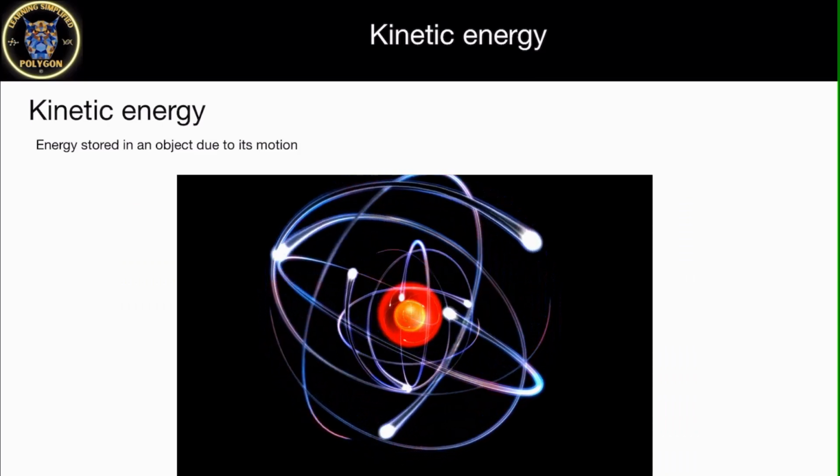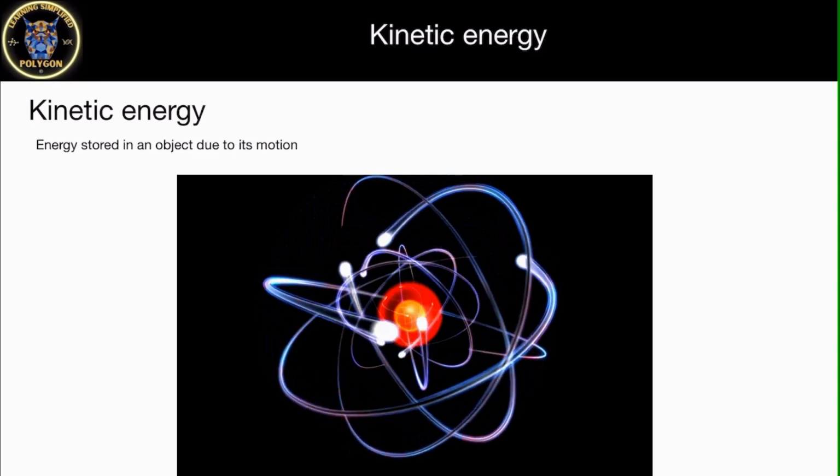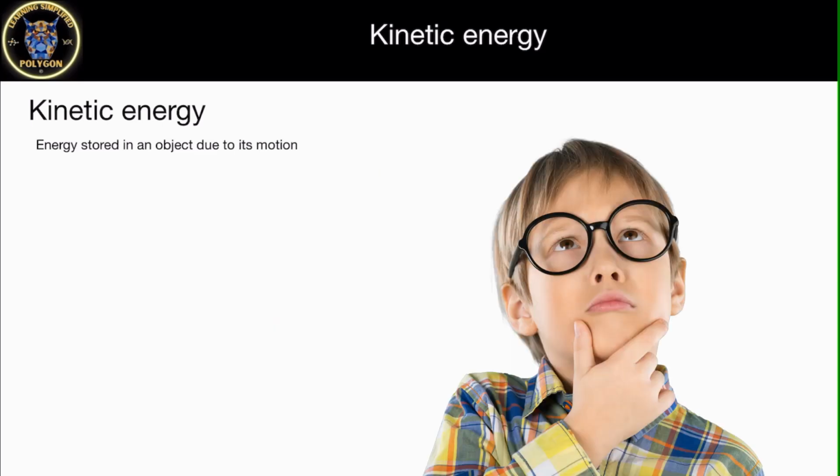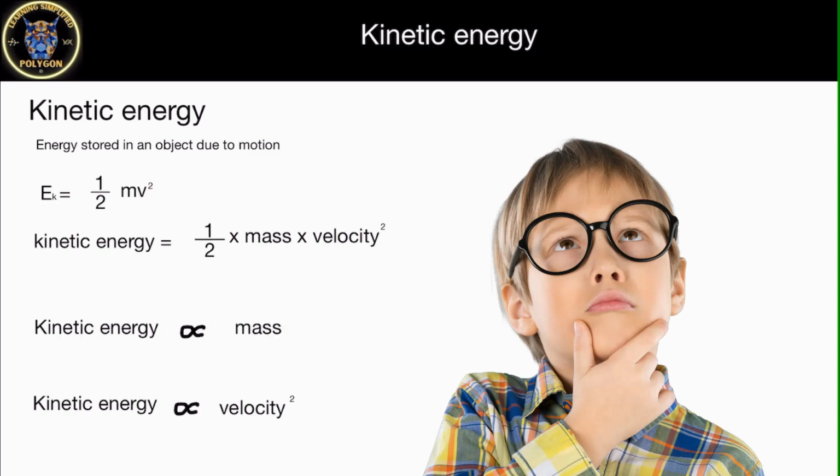Let's delve a bit deeper into this to understand it better. The first natural question is, how do we measure an object's kinetic energy and what does it depend on? As you see on the screen, the kinetic energy of an object depends on and is directly proportional to the object's mass and the square of its velocity. It is calculated using the formula KE equals half times the product of mass and the square of velocity.